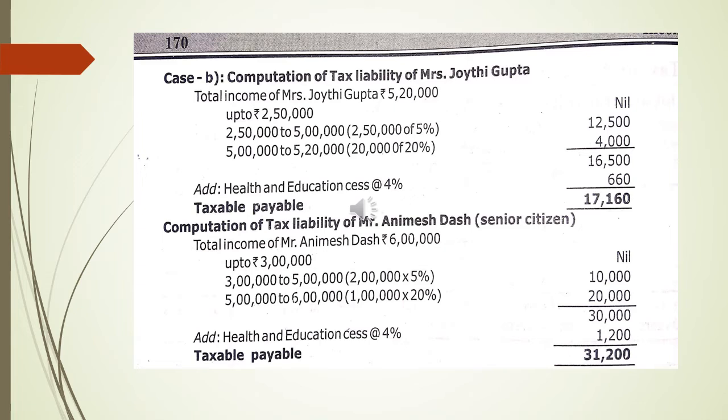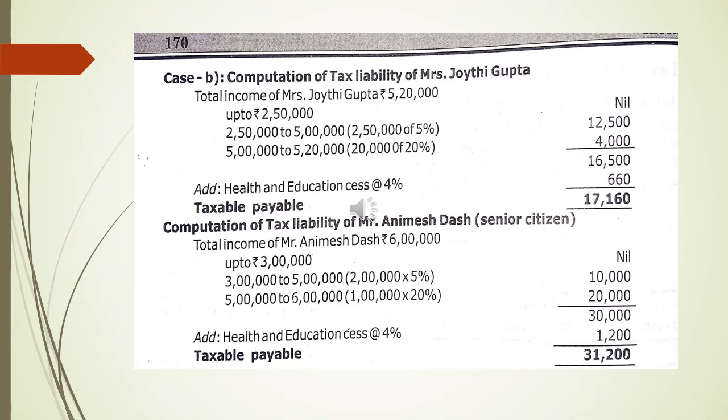Now she is not eligible for rebate under section 87A because her income is more than 3,50,000 per annum. So straight away we are not giving her any rebate. Straight away we are going to charge education cess 4%. 4% on 16,500 comes to 660. Now when we add these two, the total becomes 17,160 rupees. That is your tax payability.